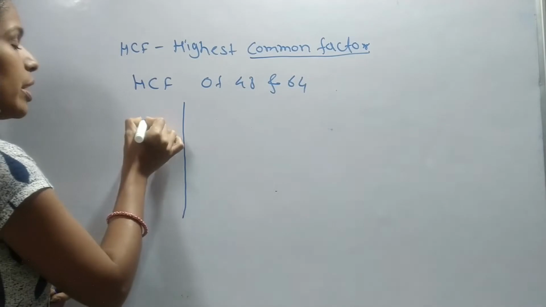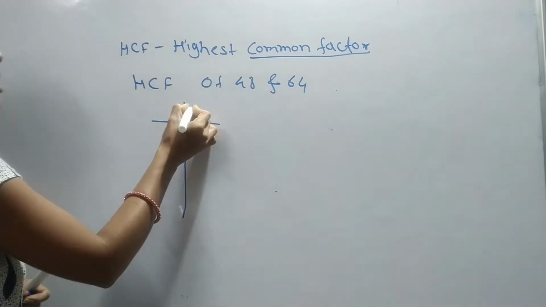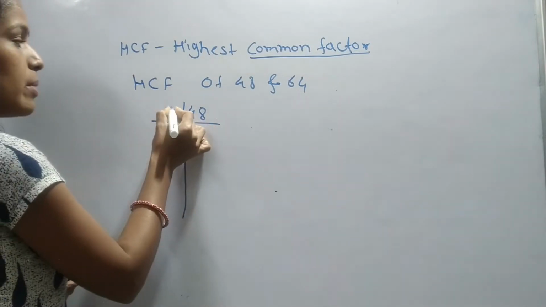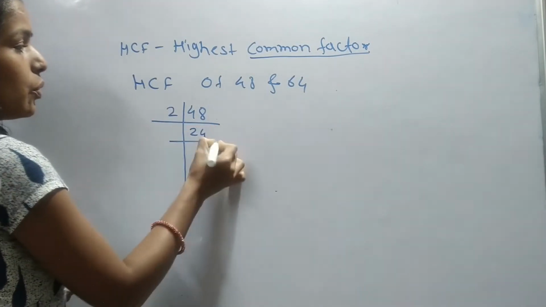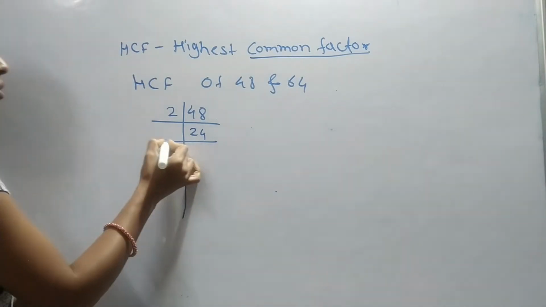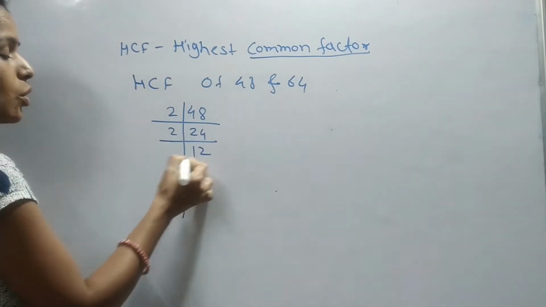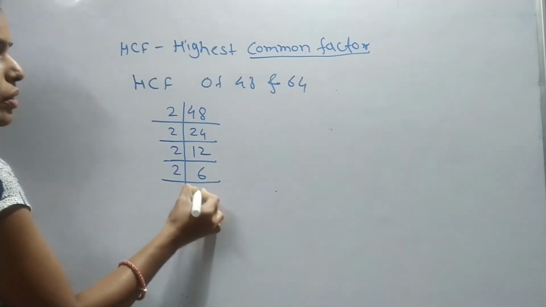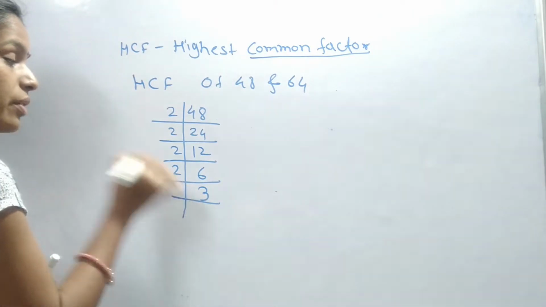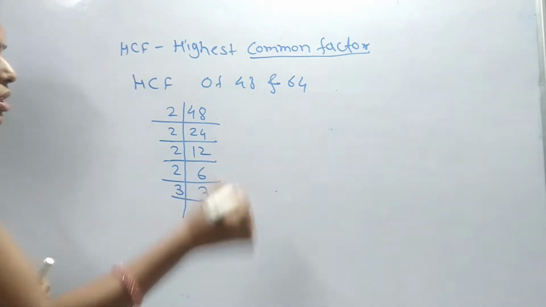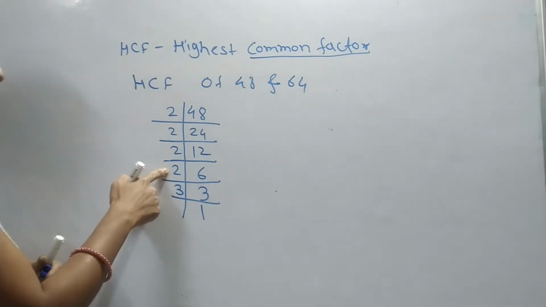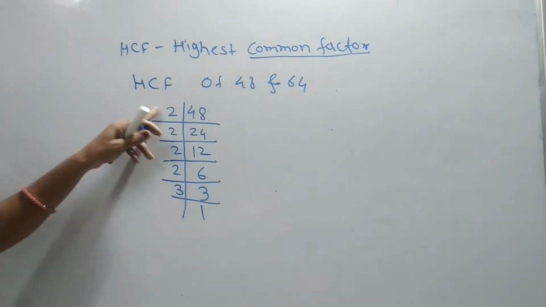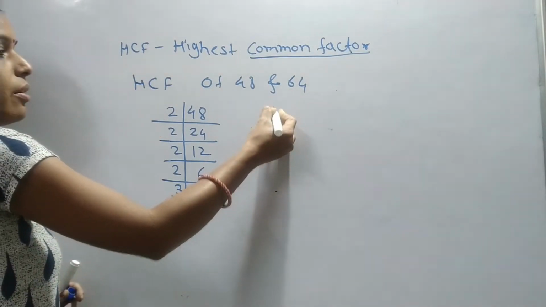Firstly, we will find the prime factors of 48 by using the test of divisibility. Here 48 is an even number, so it is divisible by 2. We get the quotient 24. 24 is again an even number, divisible by 2, and we get quotient 12. 12 is divisible by 2, we get the quotient 6. If you divide 6 by 2, you will get the quotient 3. 3 is an odd number, it is divisible by 3. So 3 ones are 3. Here is the prime factorization of 48. You can check it: 3 2s are 6, 6 2s are 12, 12 2s are 24, 24 2s are 48. So these are the prime factors of 48.